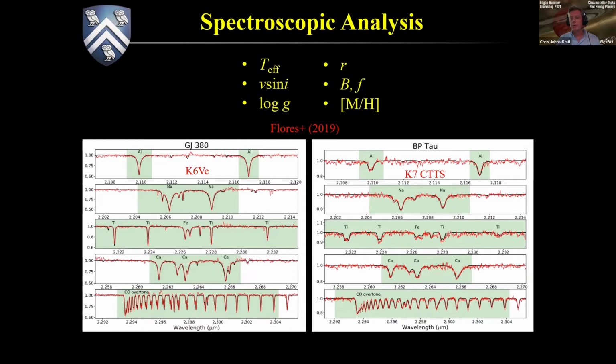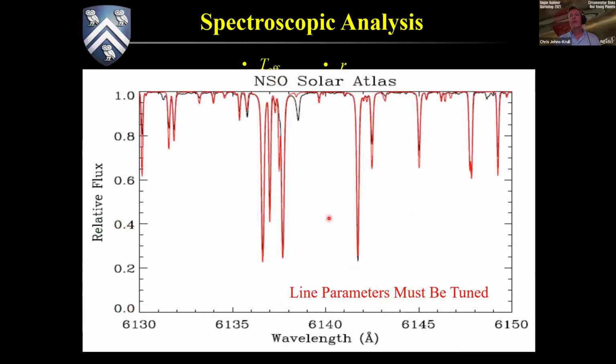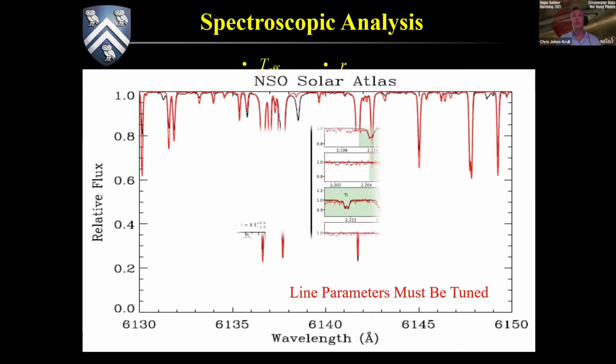Now, when you do these spectroscopic analyses, I just want to emphasize that you generally have to tune the line parameters. If you go to any random database for spectral lines and just pull down the lines and compute a spectrum, I've done this for the sun and compared to the solar atlas shown in black, there's generally good agreement, but there are some lines that are completely mismatched. And as you go to very different spectral types, these mismatches can be more dramatic. And so if you don't take the time to tune these spectral lines, and what I mean by that is to determine empirical oscillator strengths and van der Waals broadening terms, you can get very biased and sometimes inaccurate results.